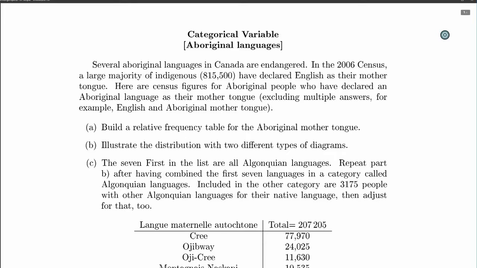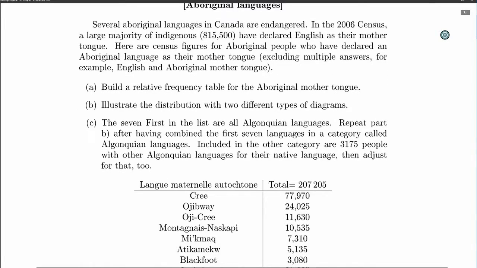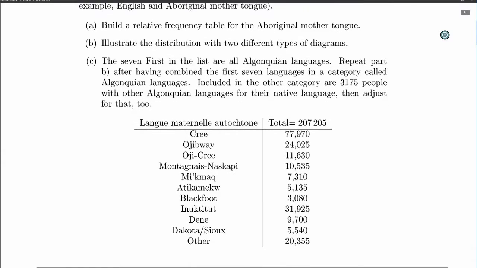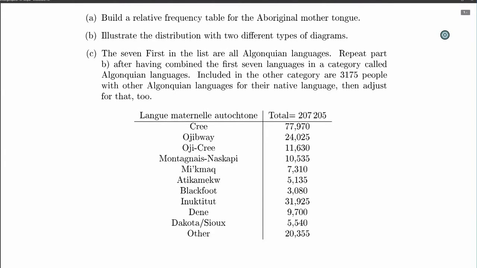We will be going over question 1 on categorical variables. At least we'll do the non-computer part. In part A, we're asked to build a relative frequency table for the Aboriginal mother tongue. And so here we're actually given a frequency table.